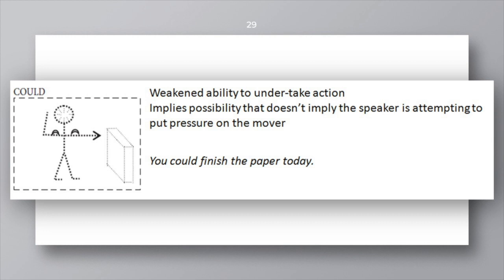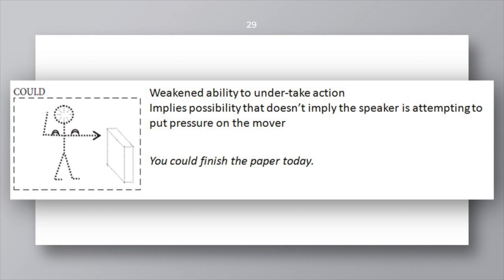Okay, it's a weakened ability to undertake action, implies possibilities, that doesn't imply the speaker is attempting to put pressure on the mover. So what does it mean? So basically like this, when we ask people, can you do this for me? Could you do this for me? Okay, we're basically asking about their ability to do something. But because we use could, it's like you're taking it to the past. Okay, you're trying to be indirect, you're trying to be polite.